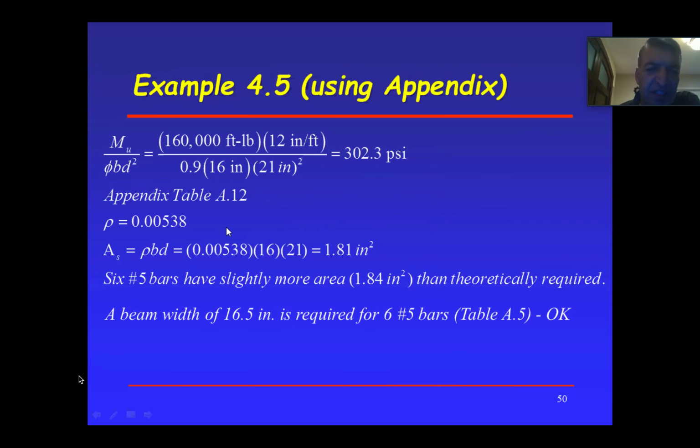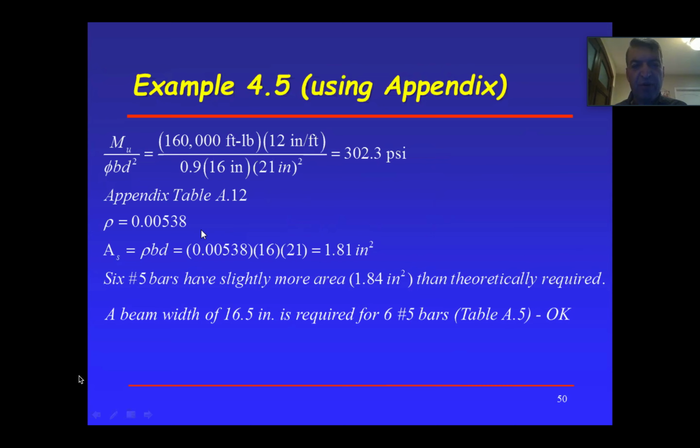So this is the rho. Look at this rho, 0.5%. Remember we said rho is around 1% always. So this is kind of low. So As equals rho b d, and so this is that. You look at the table, 6 number 5 bars will give you 1.84 square inches, which is larger, it's fine.